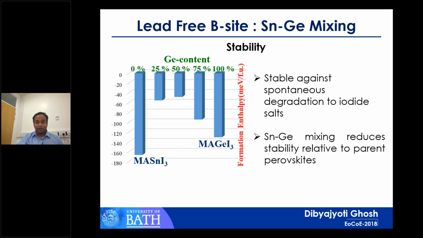Another interesting thing we found is that when we mix germanium in tin, we find a reduction in the stability. That signifies that maybe it's better to have only tin or only germanium as our perovskite, not the mixed one, because they are not as stable as the parent compounds.